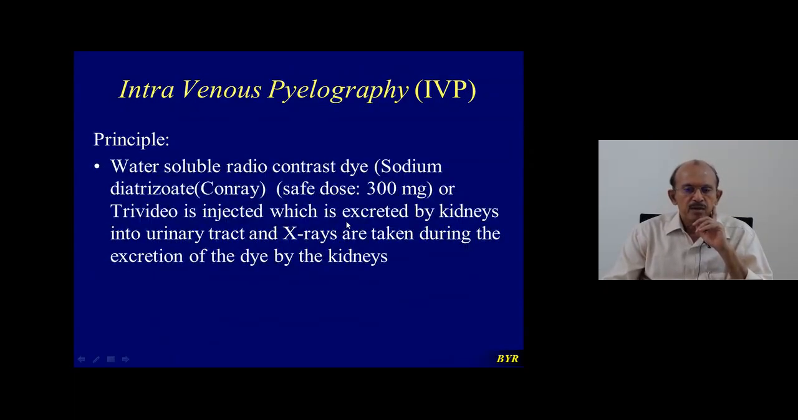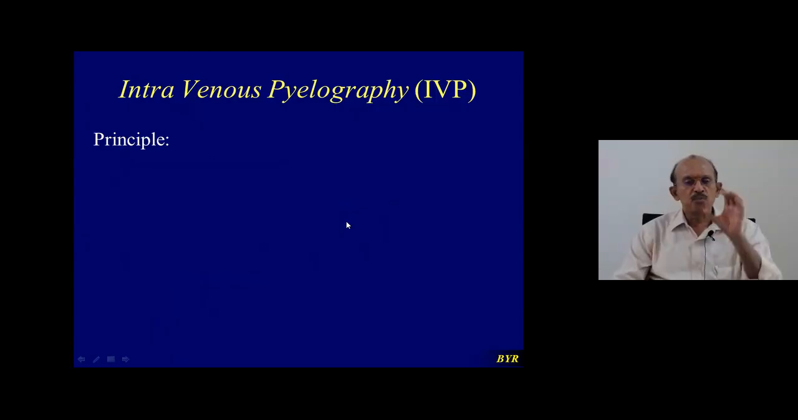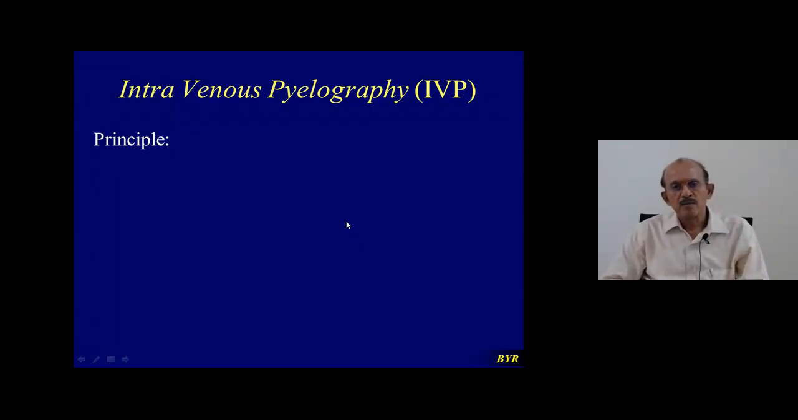Intravenous pyelography. In the plain X-ray abdomen, what we are seeing is only a simple renal shadow. That's all. The kidney shadow is seen as an oval shadow there by the side of the psoas muscle. Are we able to see the kidney, pelvis, ureters in a plain X-ray abdomen? No, we cannot see them.